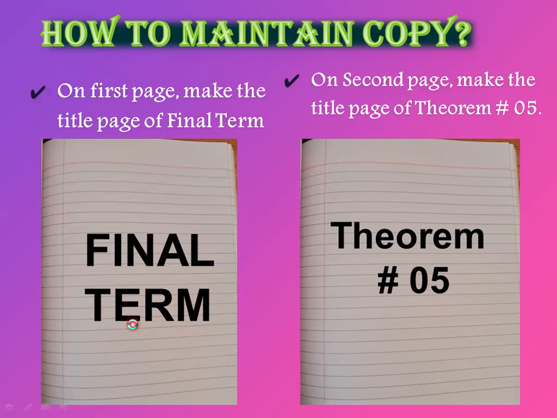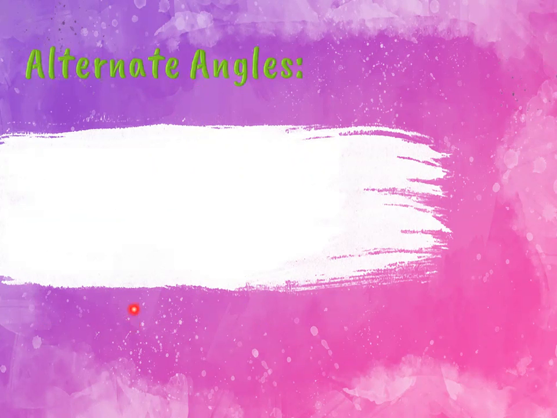Okay, now let's start. But before explaining theorem number 5, I'm going to revise or recall some previous concepts that you have learned in class 6, class 7 and also in class 8. Now, the first concept is about alternate angles. Now, what are alternate angles?